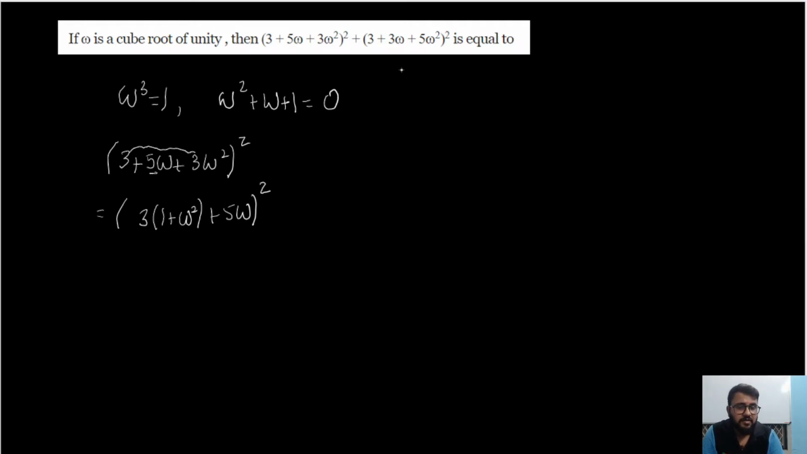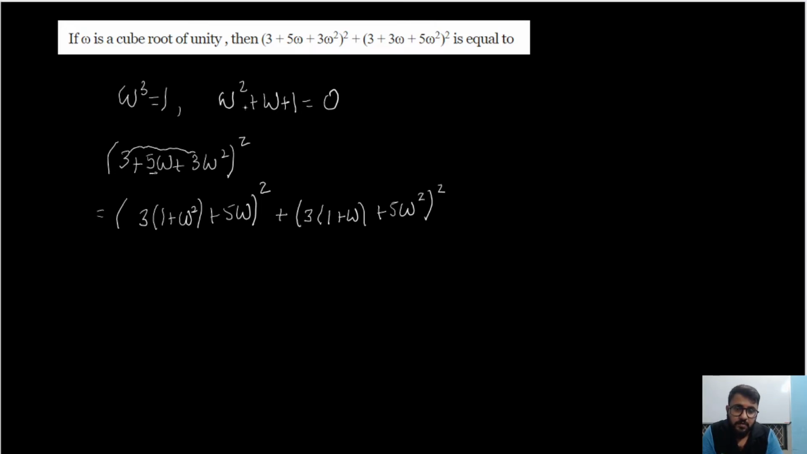And now can you try the same thing here? You can pause the video and you can try this out. What can you do for the second term? Well, congratulations if you got it right. And here you have 3 common in the first two terms itself. So you have 3 into 1 plus omega plus 5 omega square. Is that okay? I guess it is.